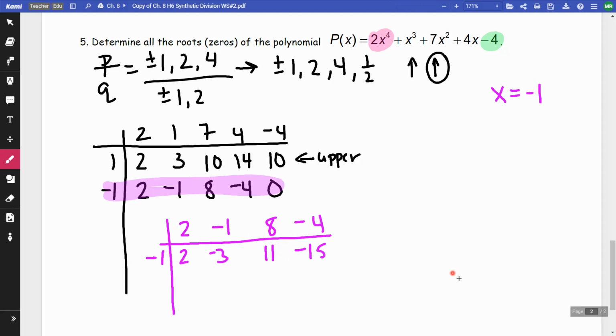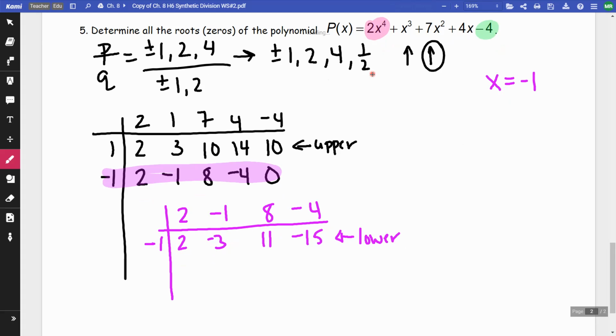-11, I get -15. What happens here is when I'm dealing with a negative and I get alternating signs, then this is going to be a lower bound. So that means I'm not going to try the -2. I'm not going to try -4. They're not going to work. So I'm thinking it has to be the 1/2. Or I should say, it could be a positive 1/2 or a -1/2, because 1 was an upper bound.